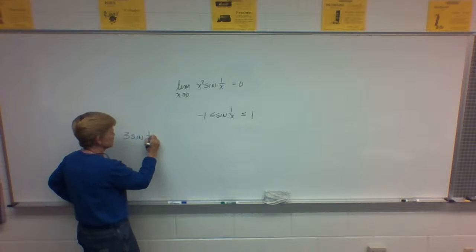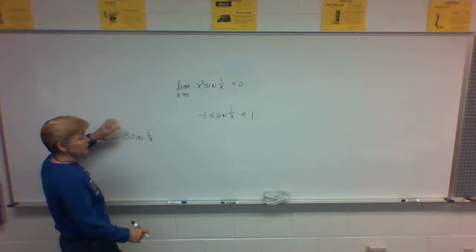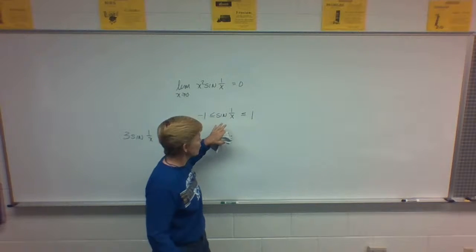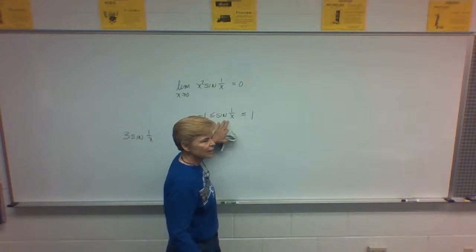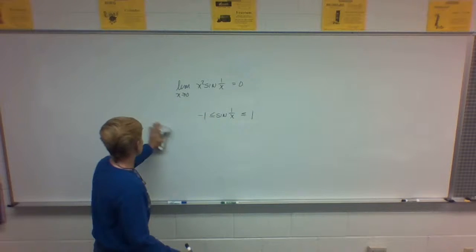But even if I had this, I would still start with this between -1 and 1, and I keep building all these extra things in. That's what the sandwich theorem does. So this is a place to begin. This is where you always begin, because this is a fact that everybody who's ever studied trig knows. This is always between -1 and 1, okay?